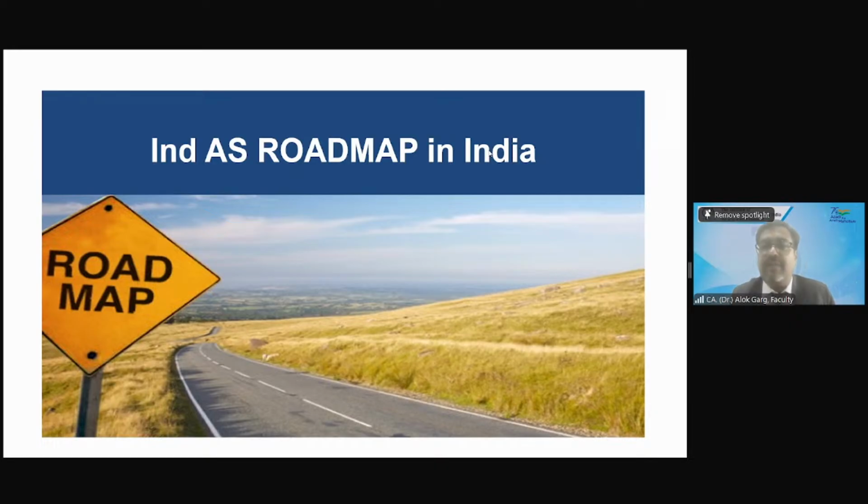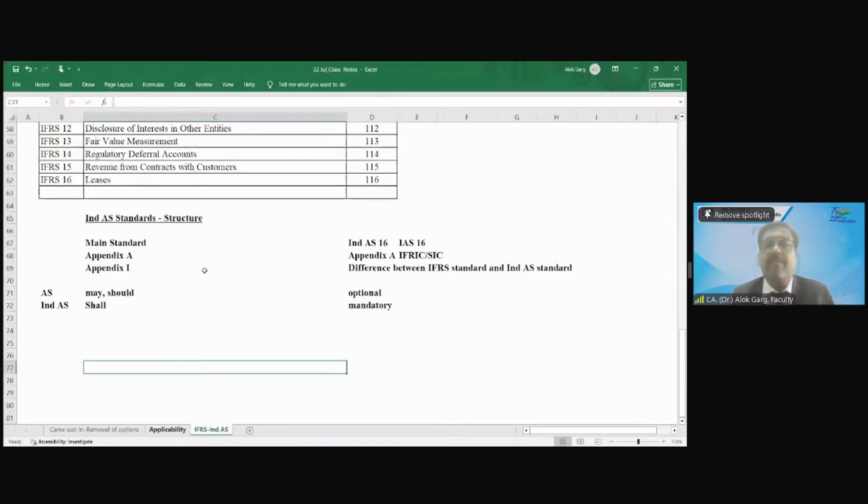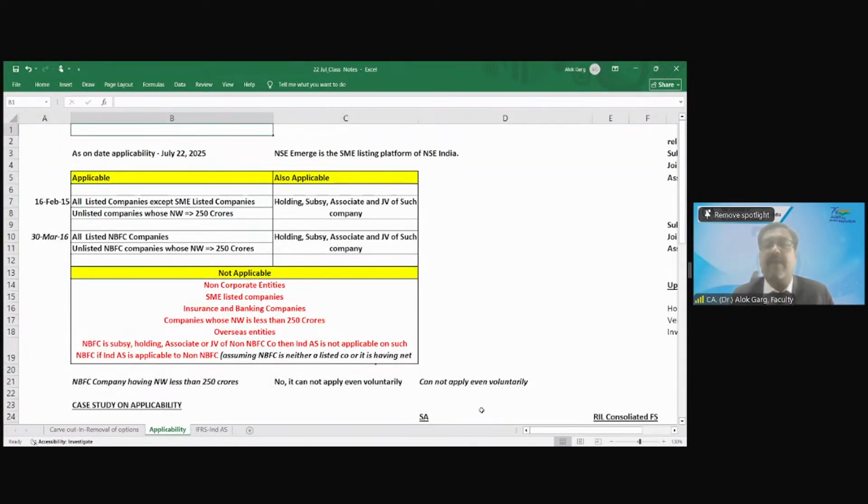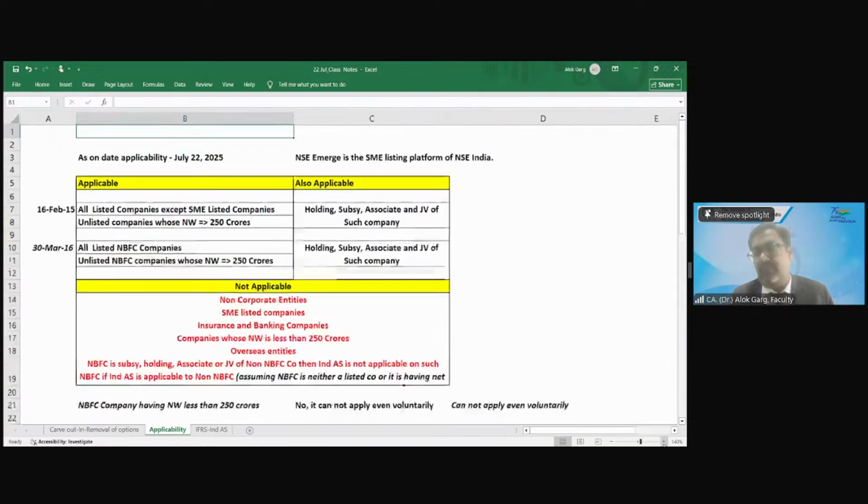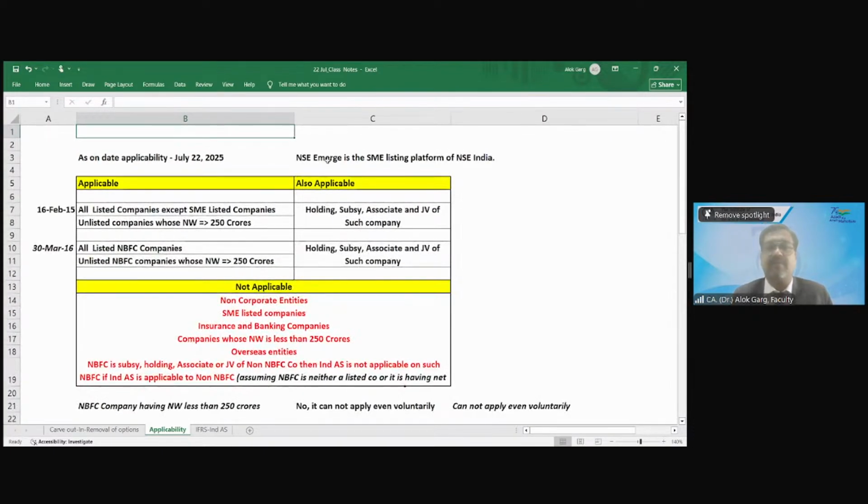For giving you more clarity on the Ind AS applicability, let me take you to my Excel file. I hope my Excel file is visible to all of you. While Ind AS was notified 10 years ago, let me talk about the applicability as of today. For example, when was the Income Tax Act introduced in India? Tell me.